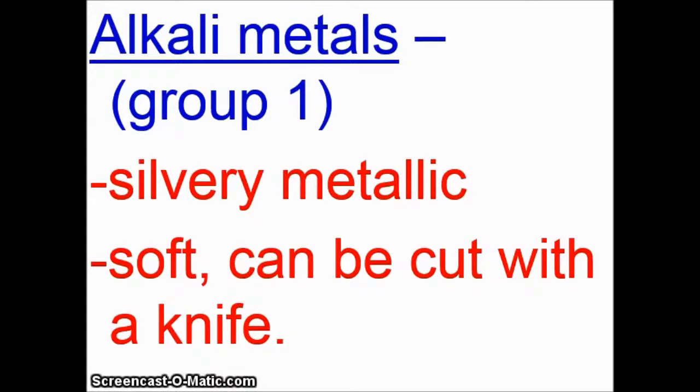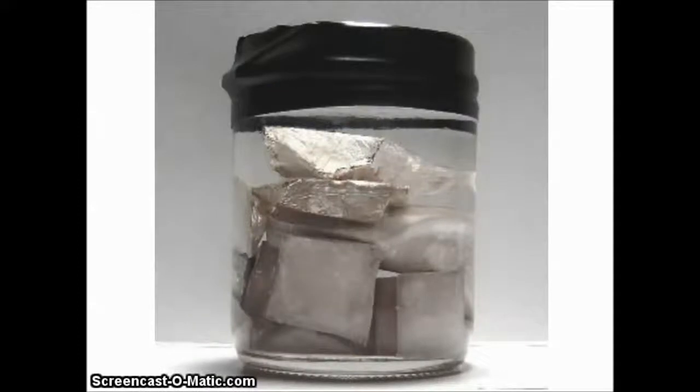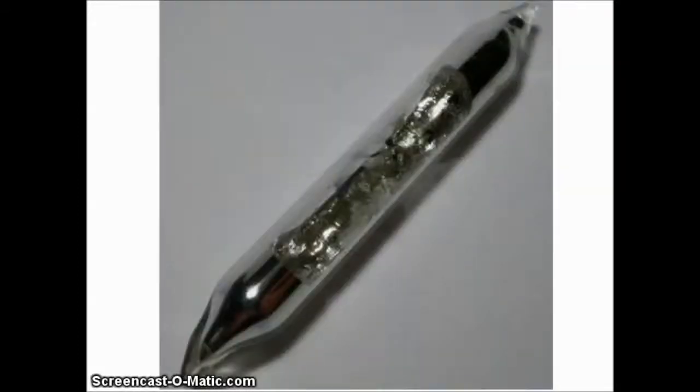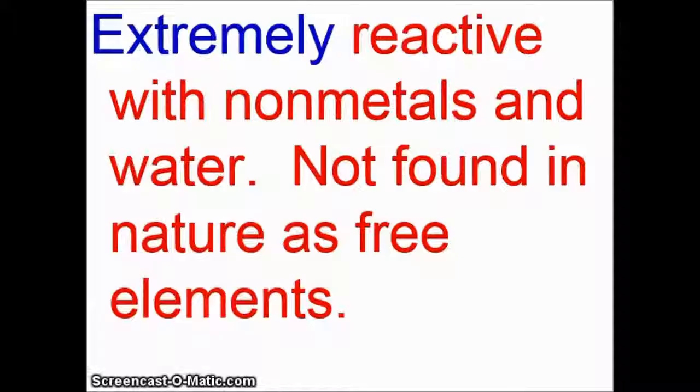Here are some examples of the alkali metals, and you can see they're stored in some type of liquid. The liquid that they're stored in is an oil, because they are very, very reactive, and that's the next slide here. They're extremely reactive with nonmetals and with water, so they're not really found in nature as free elements. They're usually in some type of compound.